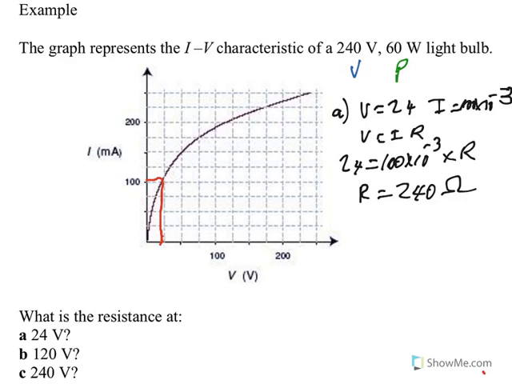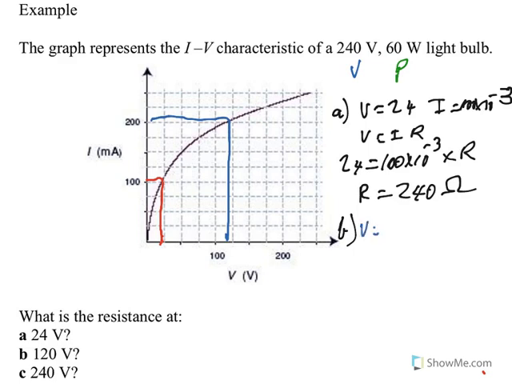Alright, so just as an aside, the thing we know about light bulbs is the wire in them, when you put current through it, heats up, and the resistance changes when it heats up. Alright, the next one, we would need to then do a similar thing. So at 120 is about there somewhere. We go up and across here, and there it's at 200 milliamps.